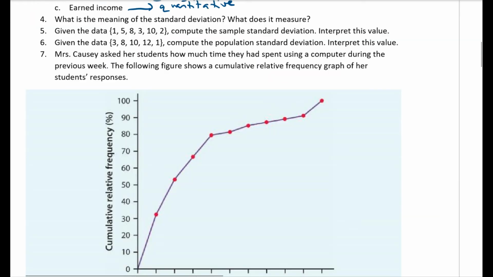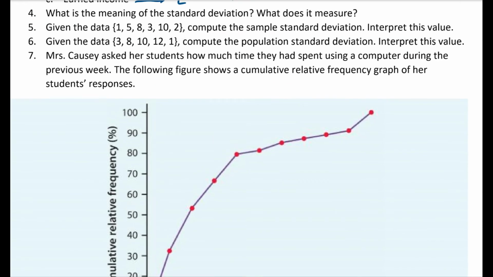All right, so now let's look at the next question. Number 6 is the same thing. Number 5, they just want the sample standard deviation. Number 6 wants the population. We kind of did both when we did number 5, so that way you know how to do both. So we won't do number 6. It's the same process.